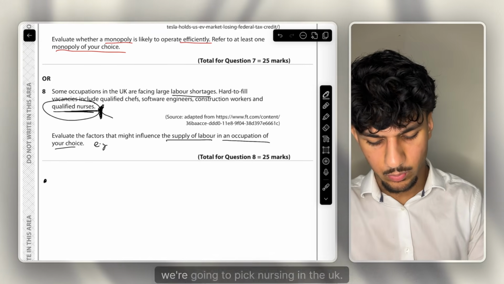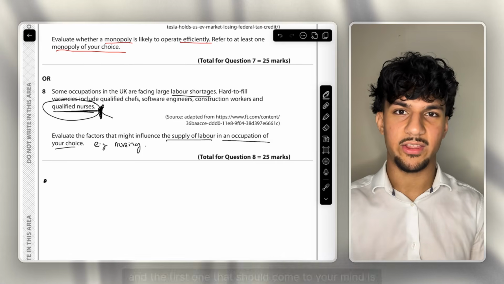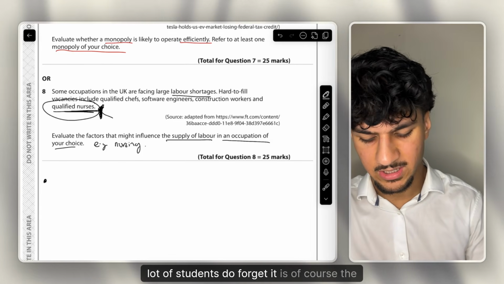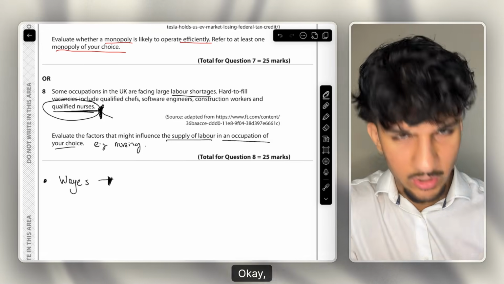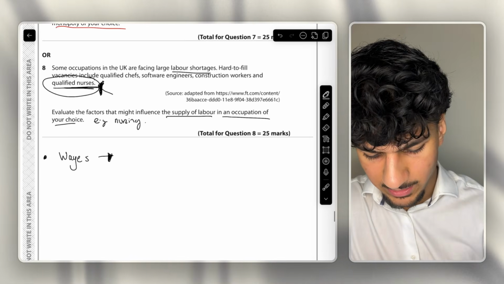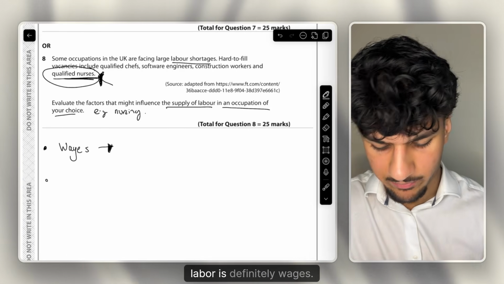And of course, like I said, we're going to pick nursing in the UK. But the main factor, and the first one that should come to your mind, is the most obvious one, but a lot of students do forget it, is of course the relative wages. Okay, we're going to go more into depth with wages later on, but I want to paint the picture so it'll all come together in one. So one of the factors that influences supply of labour is definitely wages.